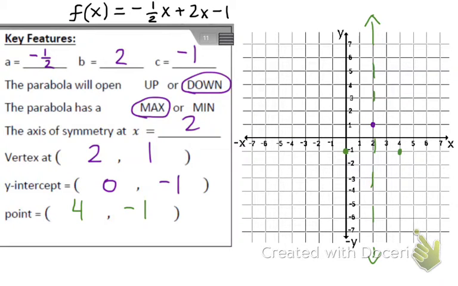Pretty sure if you put in 3 or 1, you're going to get some decimal or mixed number values. So we can connect those, and we have our parabola graphed. Again, notice it's opening down. It has a maximum point, has a vertex at (2, 1), axis of symmetry, x equals 2.